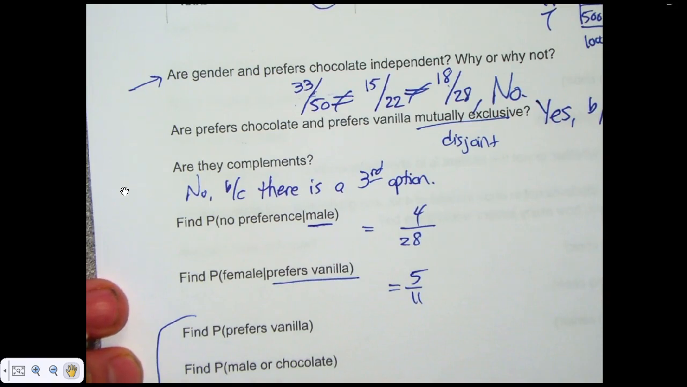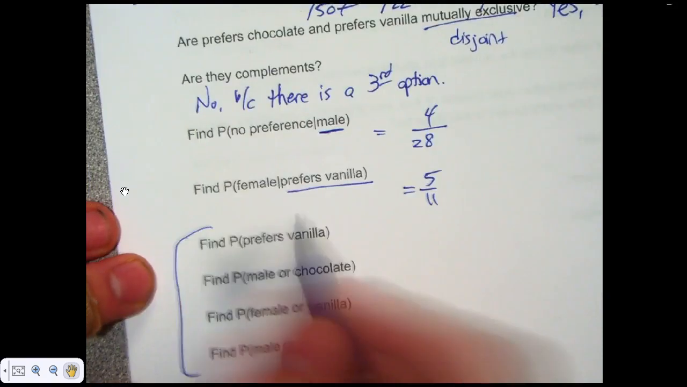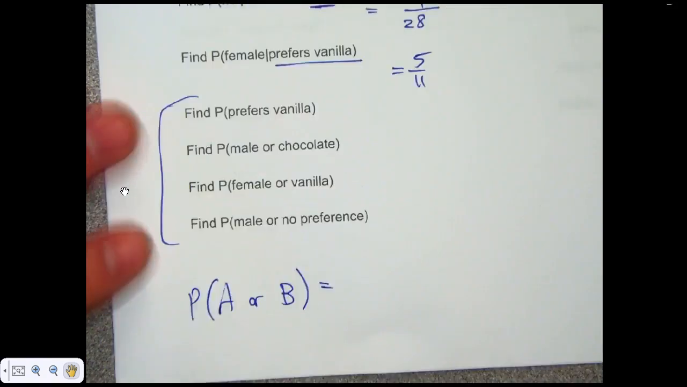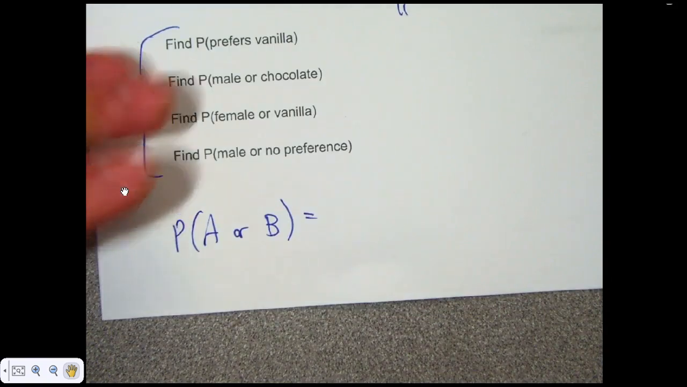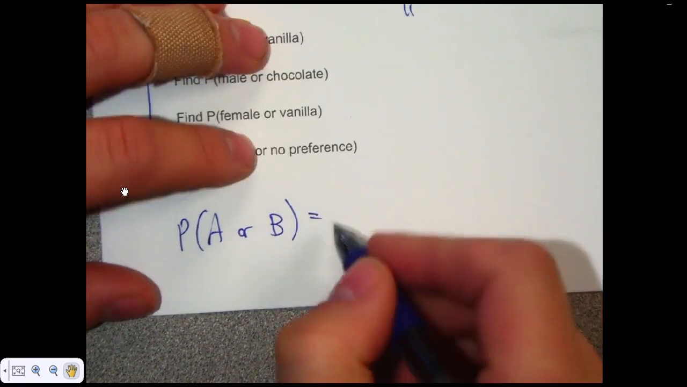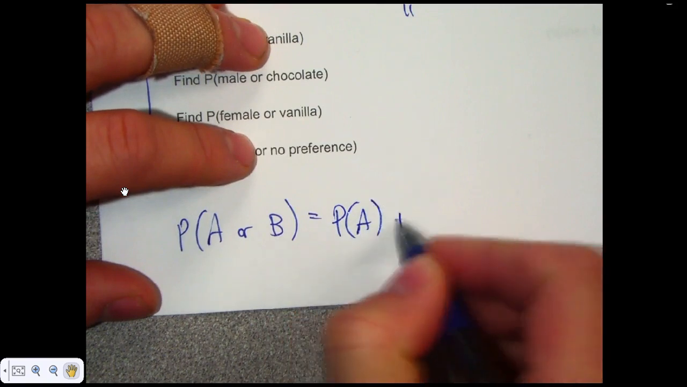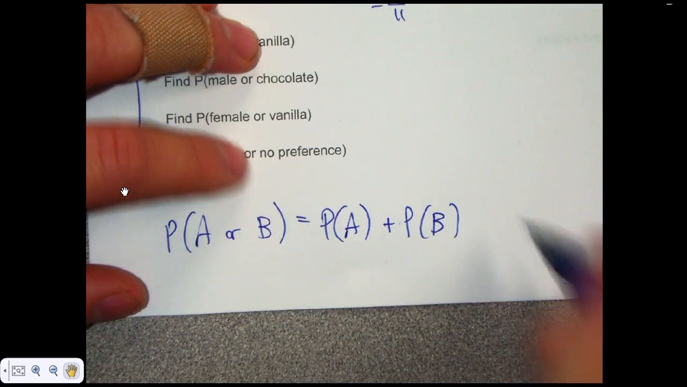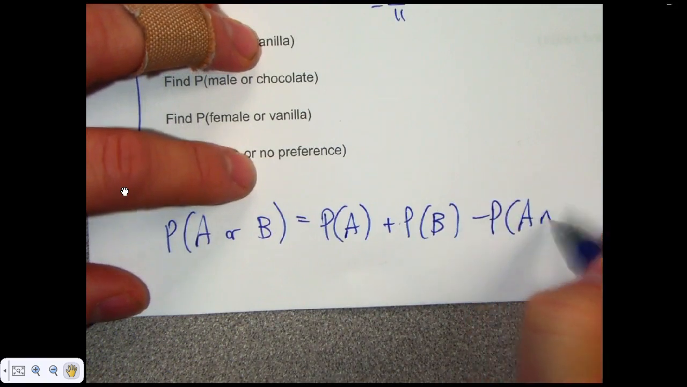Good there? Alright. This is a new rule. So if you want to go down to the bottom, write the rules. The probability of A or B, like I've always said, or means what? Or means add. And it does, but there's a little twist that can happen sometimes. So the probability of A or B is the probability of A plus the probability of B minus the probability of A and B.